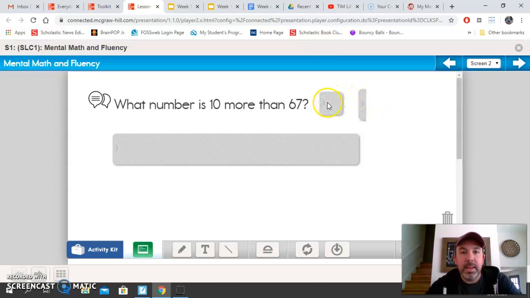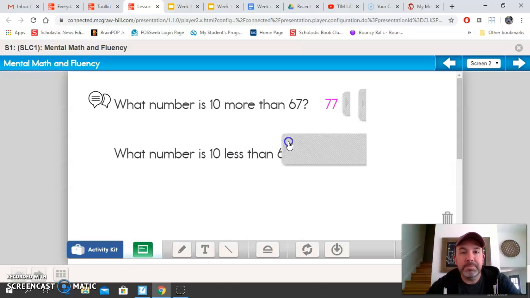Okay. And the answer, what number is 10 more than 67? 77. If you got the answer 77, pat yourself on the back and kiss your brain. Great job. And the next one. What number is 10 less than 67? All right, my friends, if we know that 77 is 10 more than 67, what number would be 10 less than 67? Head to those number grids, find the number 67, and think about what is 10 less.